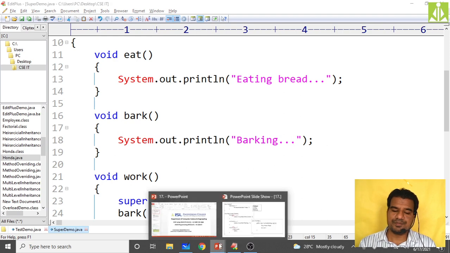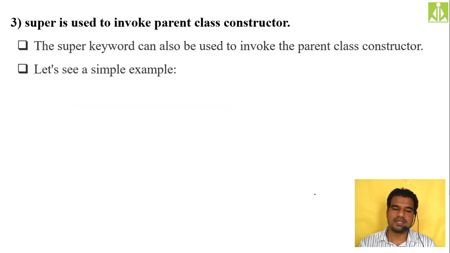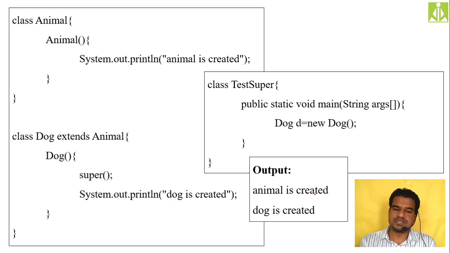So just go and see what else we have here. The third one: super is used to invoke the parent class constructor as well. Okay, in order to invoke the parent class constructor also, we use the super keyword. The super keyword can also be used to invoke the parent class constructor. Let's just discuss with a simple example.